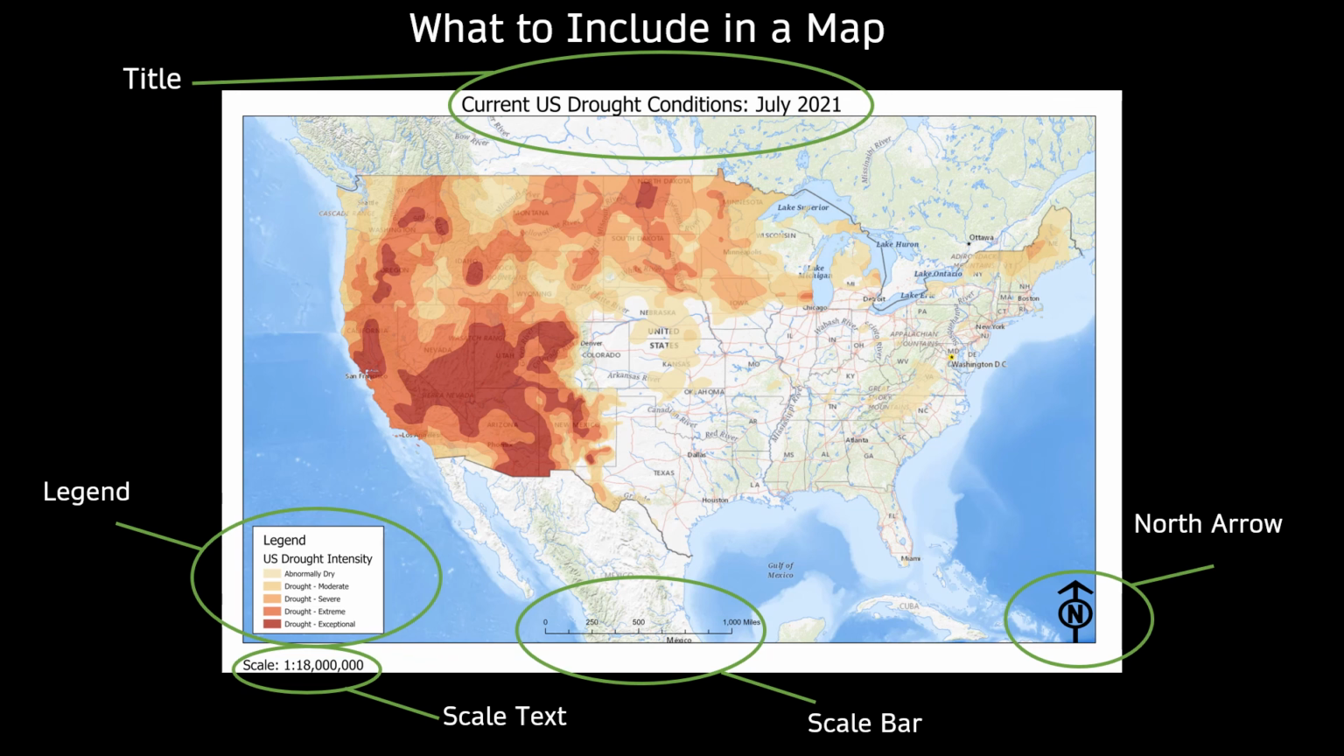So those are just a couple of the basics that you should try to include on any map, right? A title, a legend, perhaps a scale bar or scale text, and a north arrow. These are going to let your map viewers really understand your map a lot better.